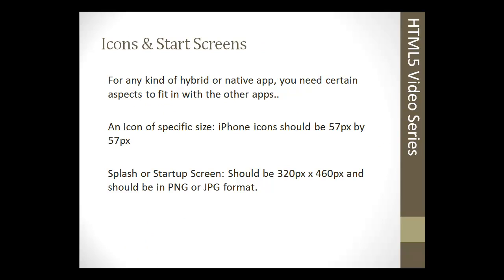So next we have icons and start screens, and when you develop any kind of hybrid or native app, you need to have certain icons and start screens, and they need to be a certain size. For this, the iPhone and Android are a little different. The iPhone icons should be 57 by 57 pixels, and these would be the icons you'd see in the App Store on the actual device. And then the splash screen or startup screen for the iPhone should be 320 by 460, and it should be in PNG or JPEG format.